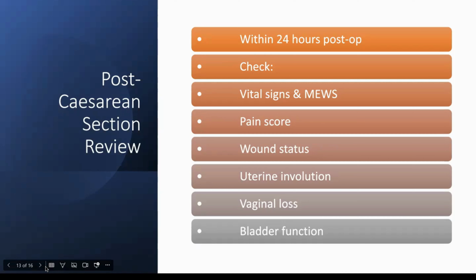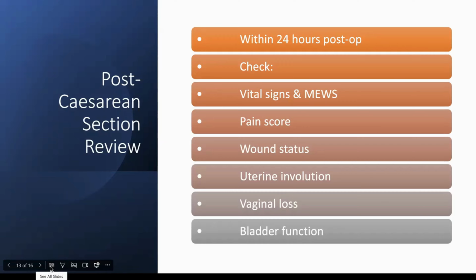We are also reviewing the wound. Again, like any post-surgical wound, we don't take the dressings off, but is the wound oozing? Does it look okay? Does the skin around look okay? Is there any cellulitic changes? These are the things that we need to consider. Also, the uterine contraction.